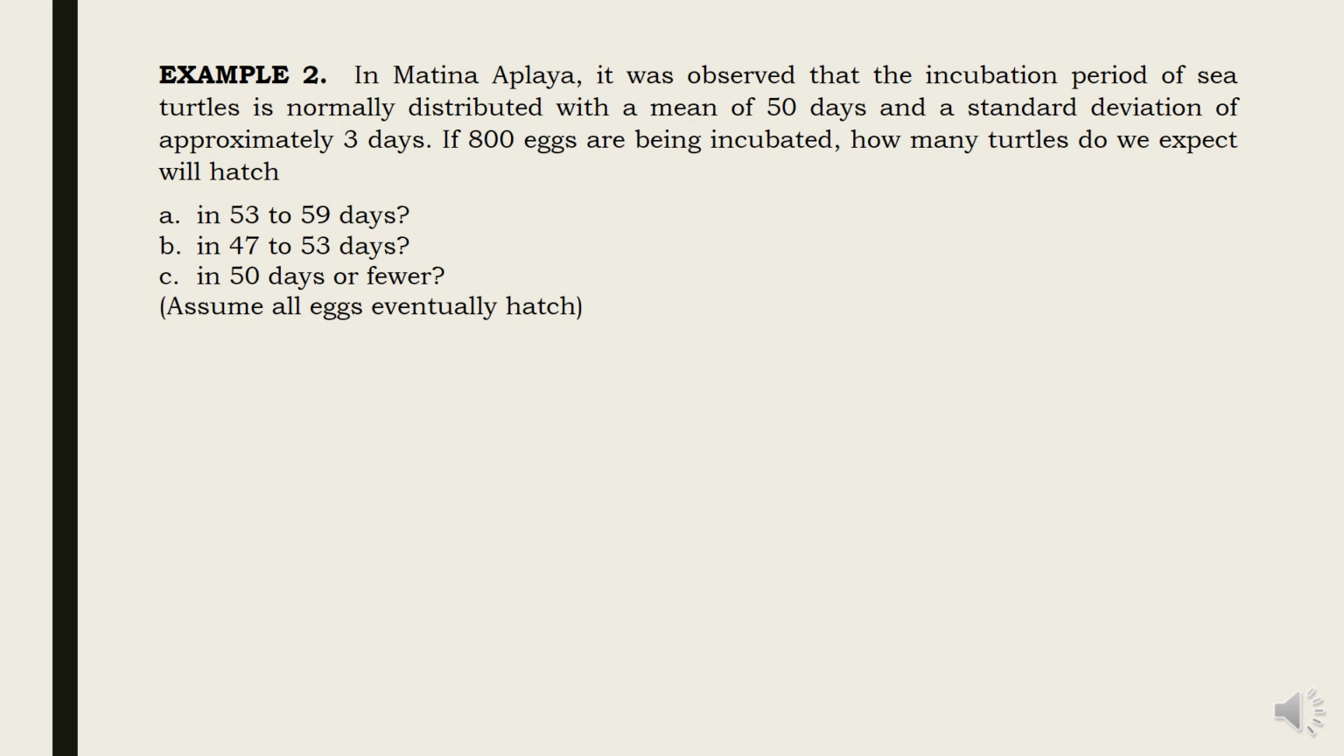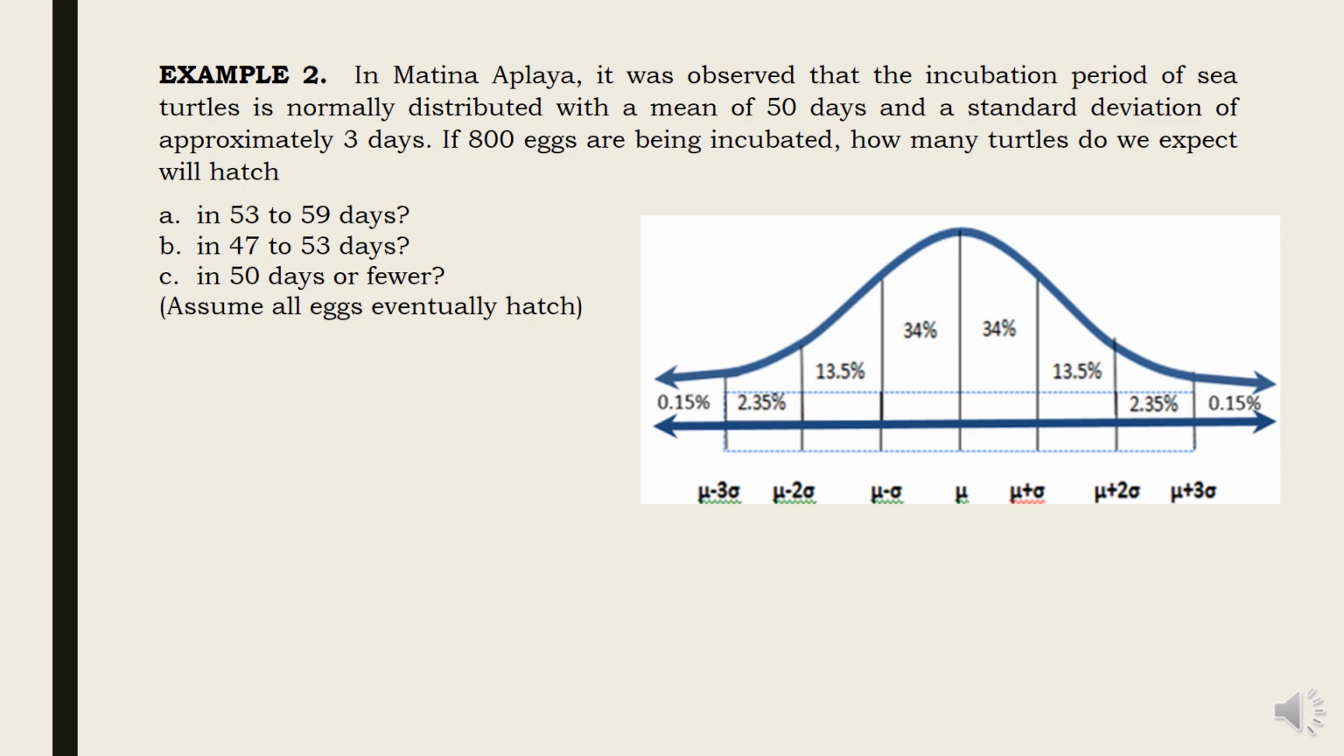Let us now create a normal curve distribution. Since it is given that the mean or the average incubation period of the sea turtle is 50 days, we will write the 50 days at the middle of the distribution. And the standard deviation is already given, which is approximately 3 days. Therefore, one standard deviation above the mean is 53. Then one standard deviation below the mean is 47.